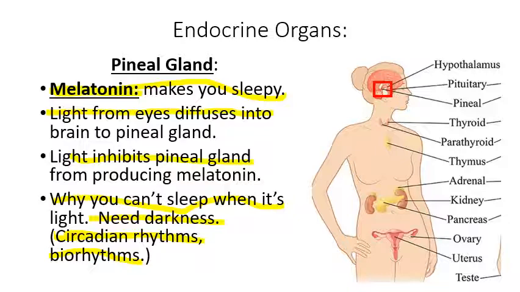Those are referred to as circadian rhythms generally, and there are a number of body functions that follow a circadian rhythm and respond to whether it's light or dark. In this case, the pineal gland producing melatonin in response to darkness versus not producing melatonin in response to light is an example of a circadian rhythm.